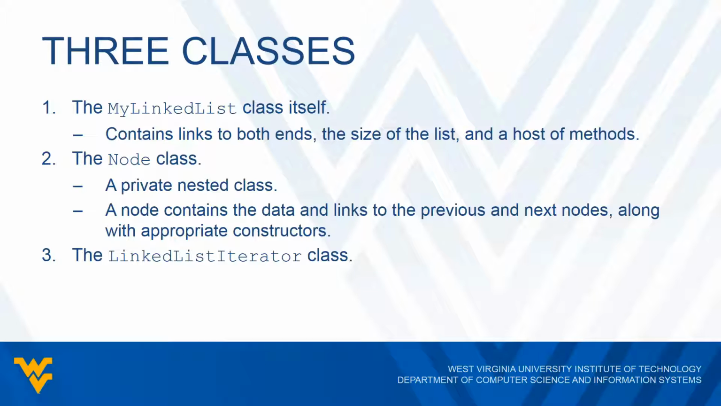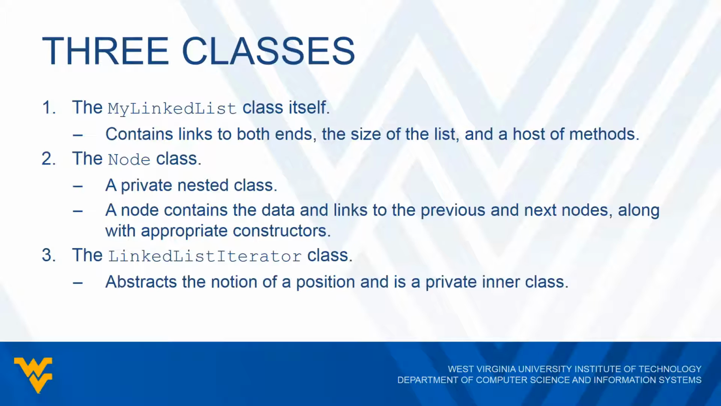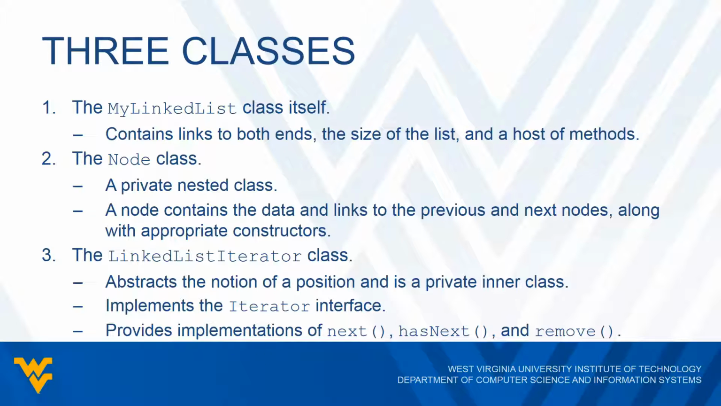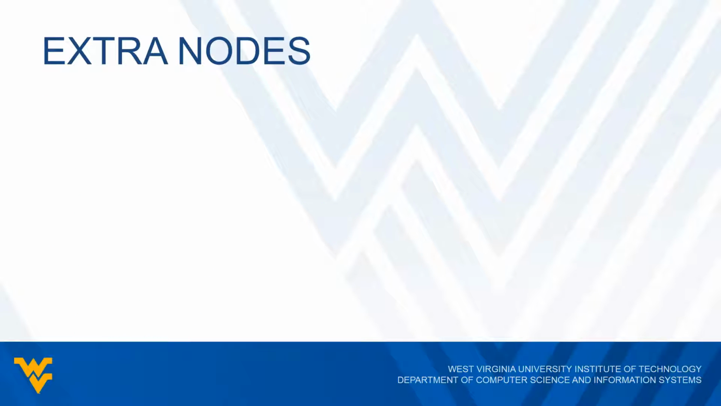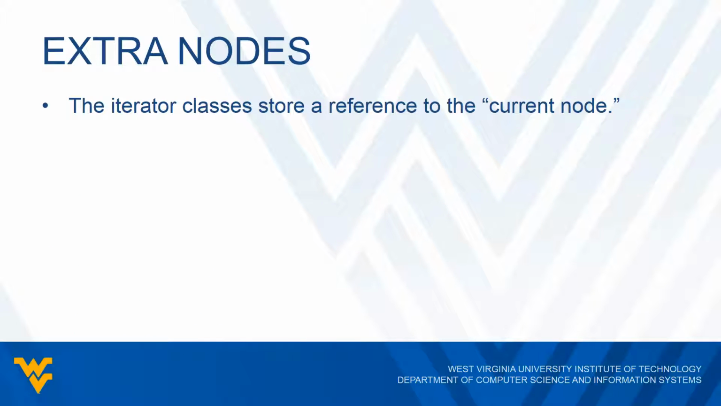Finally, we're going to need the linked list iterator class. So this is just like the array list iterator class that we had before with the array list class previously. And this class is going to take care of this notion of the current position. And this is also going to be a private inner class. Now this will implement the iterator interface, so it's going to give us implementations for the next, the hasNext, and the remove methods.